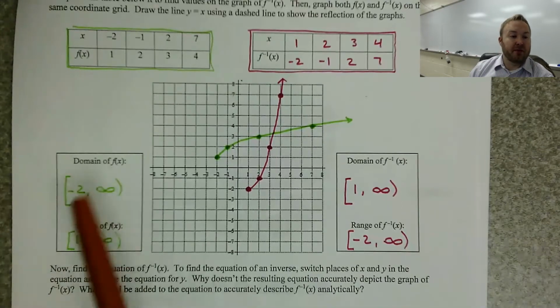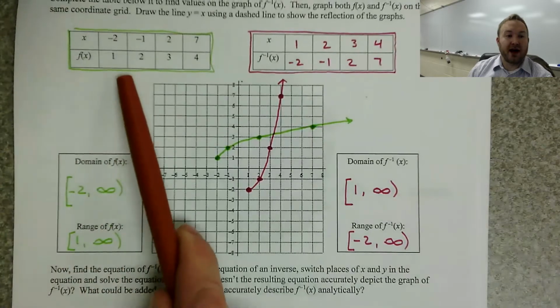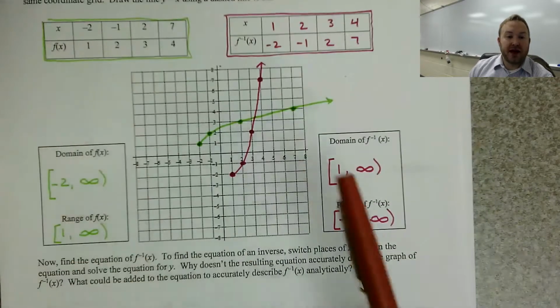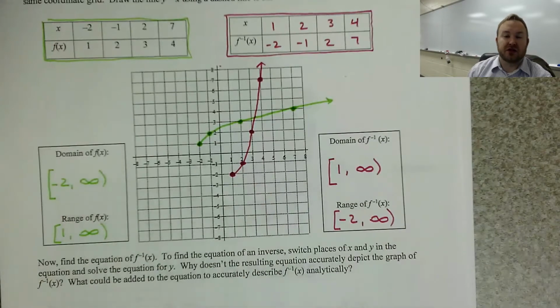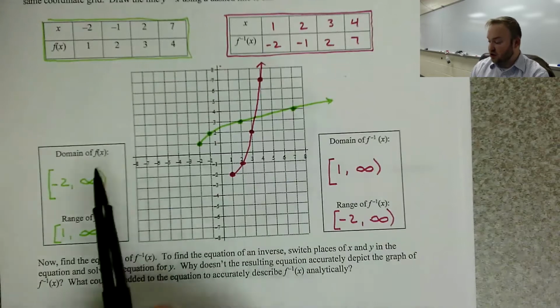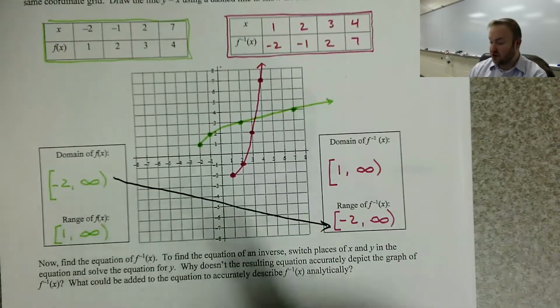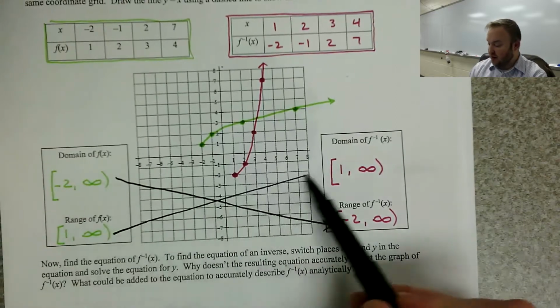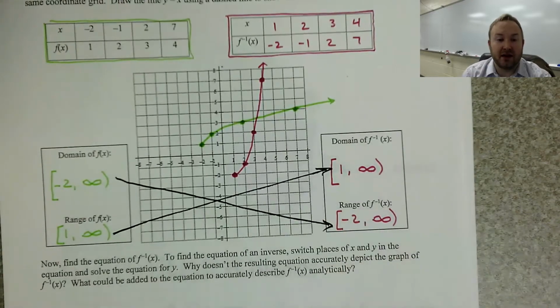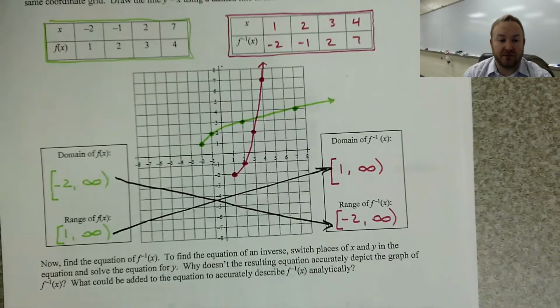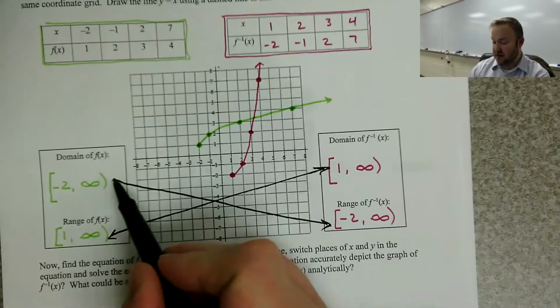I wrote down the domain and the range for my square root function, and then the domain and the range of my inverse function. The most important thing I'd like you to notice here is that the domain of f(x) became the range of the inverse, and the range of f(x) became the domain of the inverse. This will always happen with inverse functions. Without exception, the domain and the range always switch. We could put arrows on this side as well.